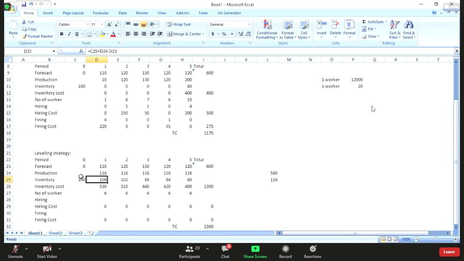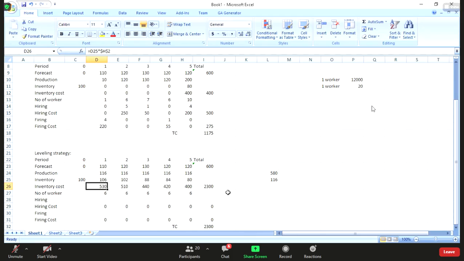But the production quantity is constant at 116. So in period 2, we will have 222. The requirement is only 120. So at the end of period 2, we will have 102 units as the inventory, and so on. You can check from here, and this is automatically calculated. The inventory times the inventory cost, which is 5, gives us this inventory cost.